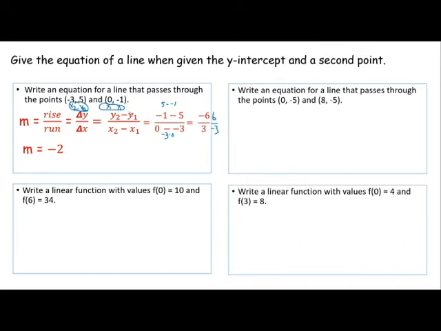Now that you know your slope, we already have the y-intercept. It is written right here. You have your slope and your y-intercept, so you can write the equation of the line. y equals mx plus b, where m is your slope. b is that -1. Remember, minus 1 and plus negative 1 are the same thing.